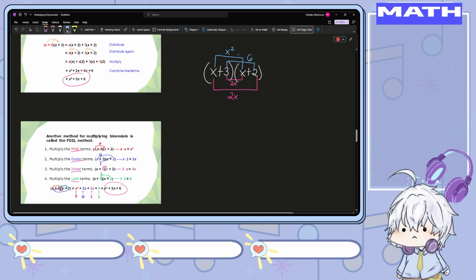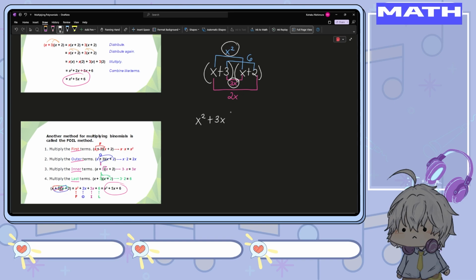Now let's write every single term that we see in descending order according to their degree. So we can see that the first one, which is the highest, is x squared. Then we see positive 3x, then positive 2x, and positive 6.